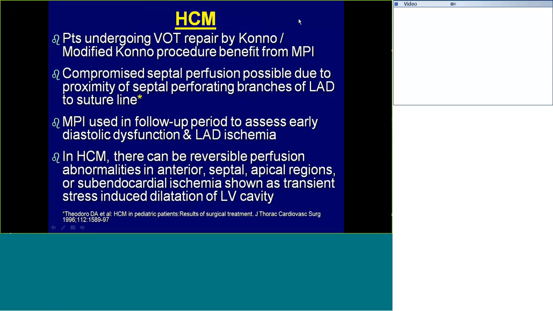For example, if there is an isolated involvement of the septal perforators getting compressed or getting closed after this surgery, you are going to show isolated reversible perfusion defects in the septum. Also, it is very useful in the assessment of early diastole, and we are actually looking for reversible perfusion defects in the advanced cases of LAD ischemia in the anterior septal and apical regions.